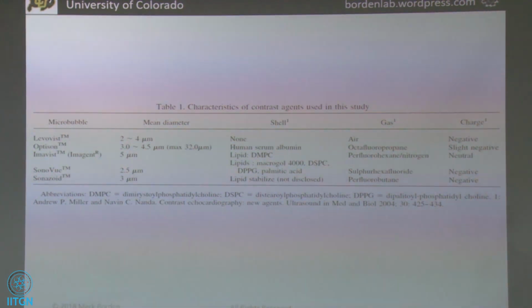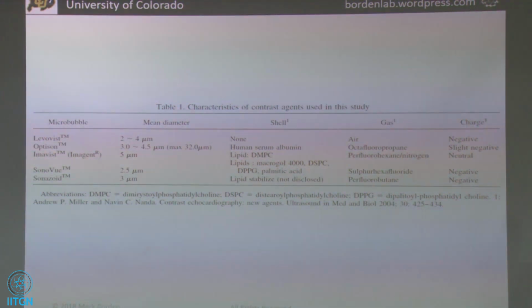Okay. There's Optison, which has a bubble diameter between 3 and 4.5, maximum up to 32 microns. Okay. These are ballpark numbers, right? Polydisperse. Human serum albumin protein shell, octafluoropropane or perflutren gas, slightly negative charge.